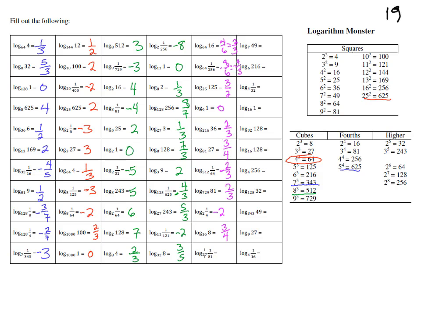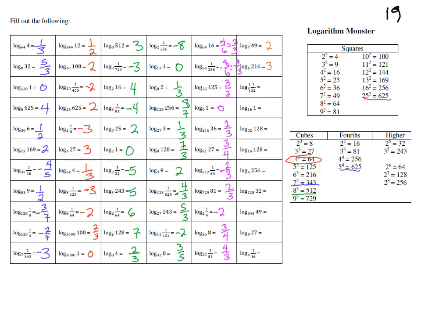Good. Log base 27 of 81, they're both powers of 3, so we'd have to take 27 and cube root it to get down to 3, and then fourth power it to get up to 81. And finally, the last column, log base 7 of 49, it's 7 squared is 49. 6 to the third power is 216.